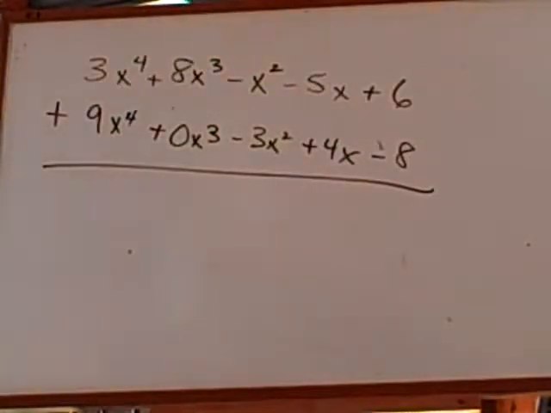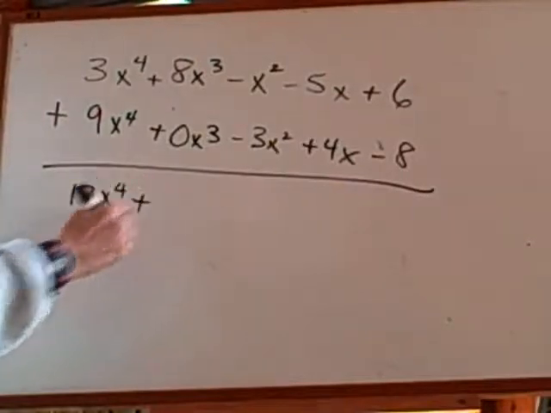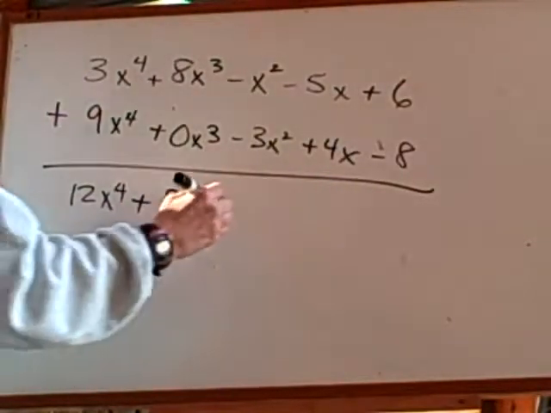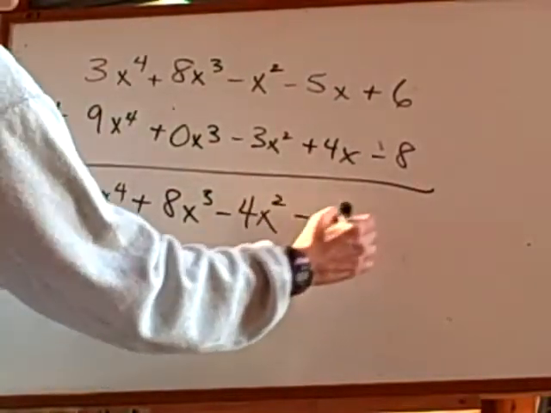Okay, so then what I do is I just add my like terms. So you don't have to put the 0 in. When we start dividing though, you have to put the 0 in. When we do division, you have to use the 0 for a placeholder. Whereas adding and subtracting, okay, so 3 and 9 is what, 12? So I end up with 12x to the fourth plus 8x cubed minus 4x squared minus x minus 2.